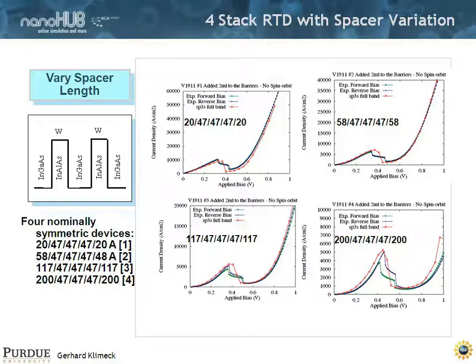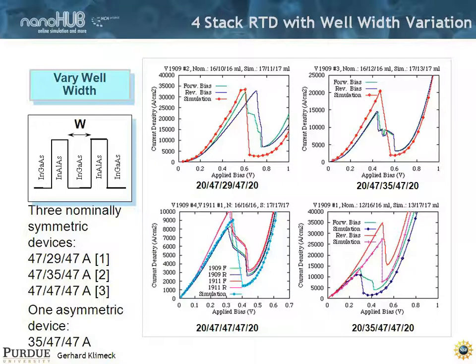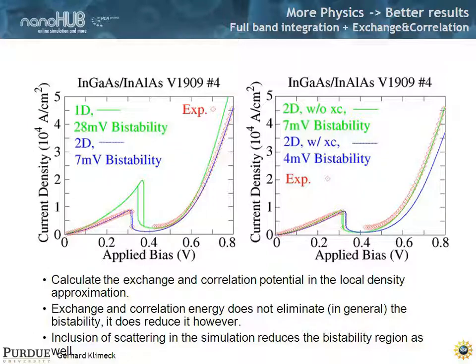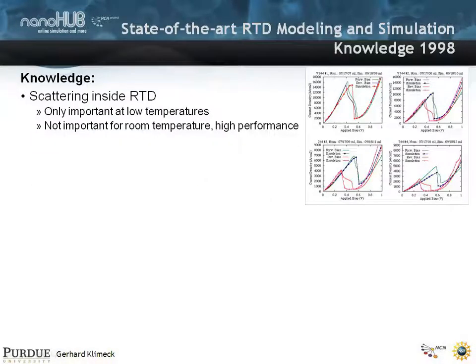So, in summary here, we have another example of having a systematic spacer variation in length, and we follow the experiment nicely. We have a well variation, and we follow the experiment nicely. And we had a spacer variation, and really what it meant is putting in more physics matches experiments, and reduces the artificial bistability that was being seen in numerical results.